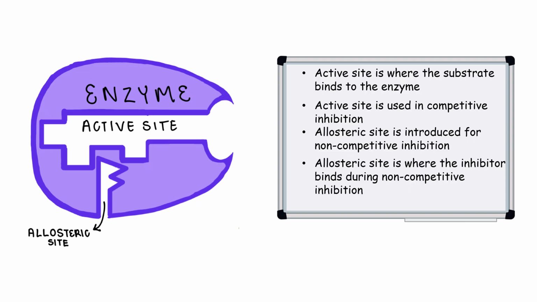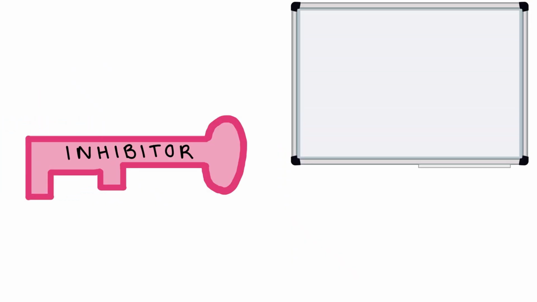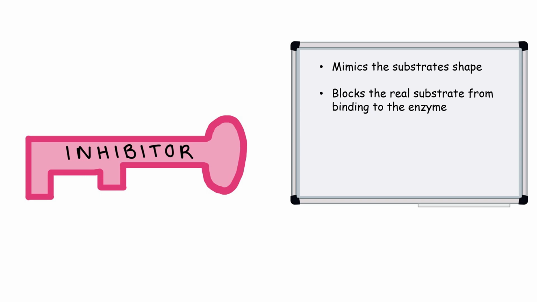A competitive inhibitor mimics the substrate shape. It blocks the real substrate from binding to the enzyme, and it binds specifically to the active site of the enzyme. It does not change the shape of the enzyme.